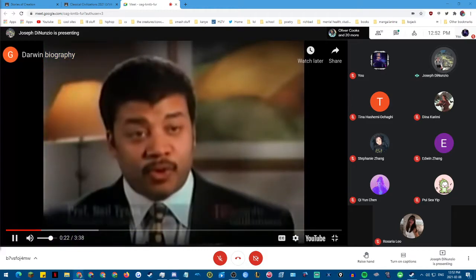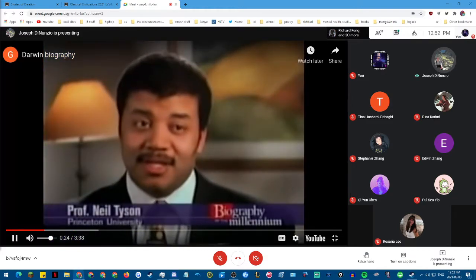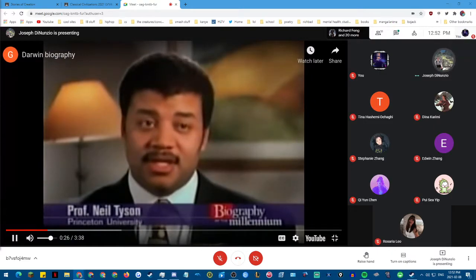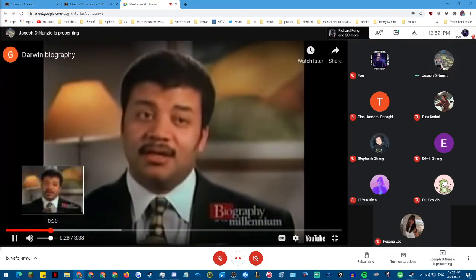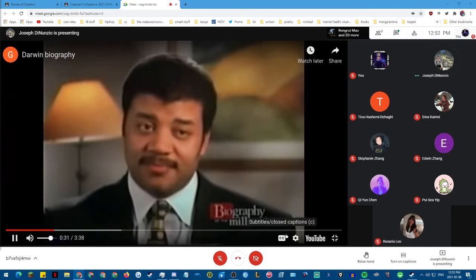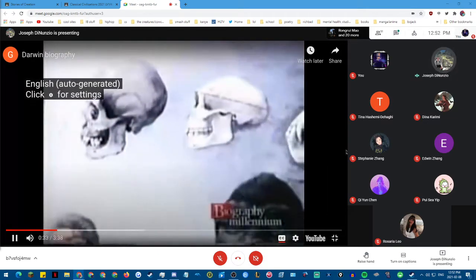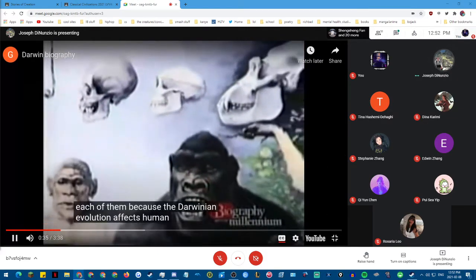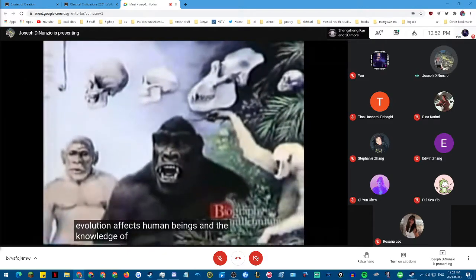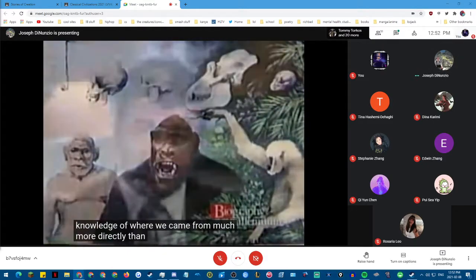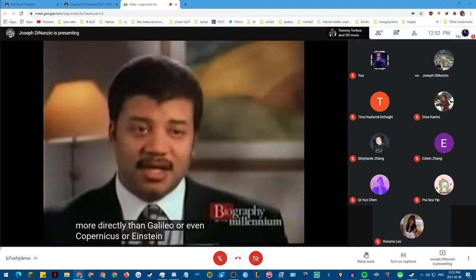In spite of my formal training in physics and my love of Galileo and Copernicus, I might just put Charles Darwin a notch above each of them. Because the Darwinian evolution affects human beings and the knowledge of where we came from much more directly than Galileo or even Copernicus or Einstein.